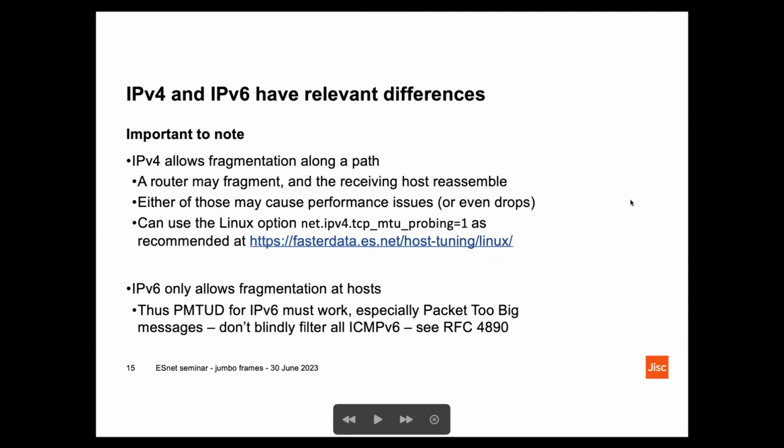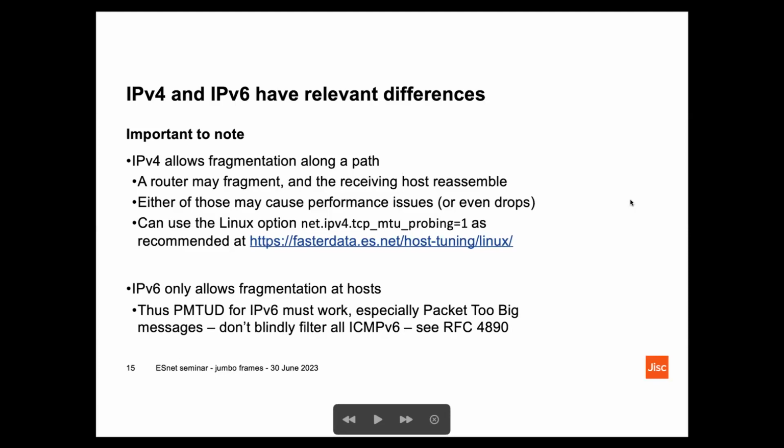Another thing to bear in mind: all our infrastructure is dual stack, I'm sure all of ESnet is, and Internet2, etc. There are differences, of course, in the way fragmentation works for v4 and v6. v4 allows it anywhere along a path, so a 9000 MTU packet may get to a router on the path, and that router may fragment it into 1500, and then it's up to the receiving host to reassemble. Either of those actions can cause performance issues that people can rightfully get concerned about, or potentially a firewall at the far site might see all these fragments arriving and just drop them. And we've seen examples of that happening.